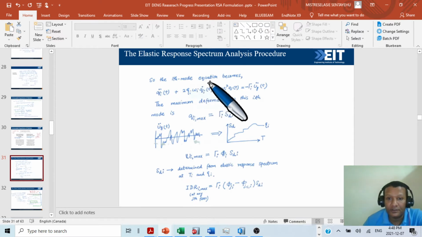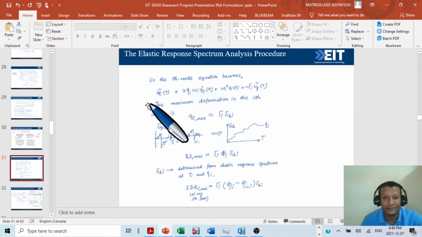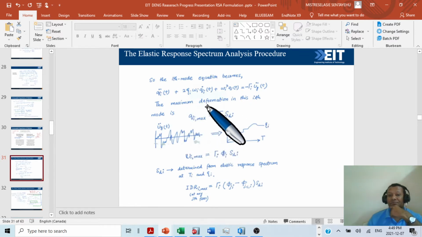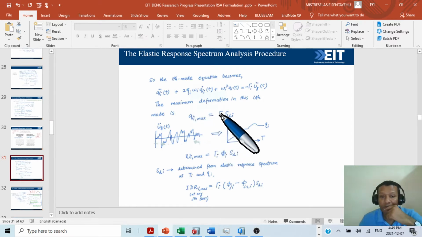So the Eigen mode equation becomes, as we discuss, the maximum deformation in the Eigen mode. So this is ug double dot. We construct the displacement spectrum, and this is our time period. Then we will pick Q max. Q max, as you see, is the maximum deformation in the Eigen mode. Q i max is the maximum deformation. The maximum deformation is equal to the mass participation factor in the Eigen mode times the spectral displacement in the Eigen mode.